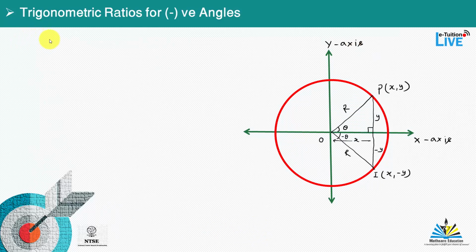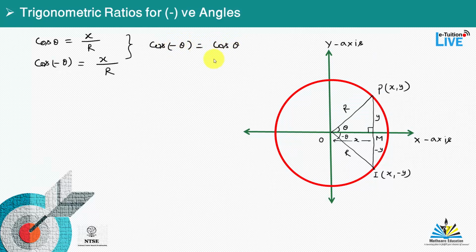Let's move on to another trigonometric ratio, that is cos theta. Cos theta is base upon hypotenuse. So base is x upon hypotenuse, which is the radius. In the same way, cos of minus theta in triangle OIM is equal to x upon radius. So from these two, cos of minus theta is equal to cos theta. In the same way, for the reciprocal of cos, that is sec, we have another formula as well: sec of minus theta is equal to sec theta.